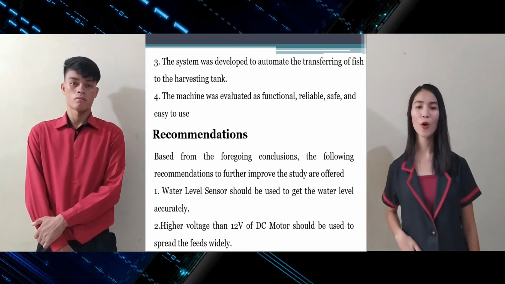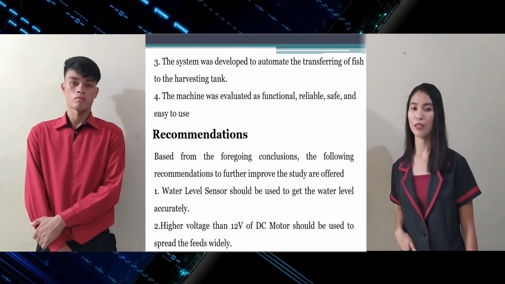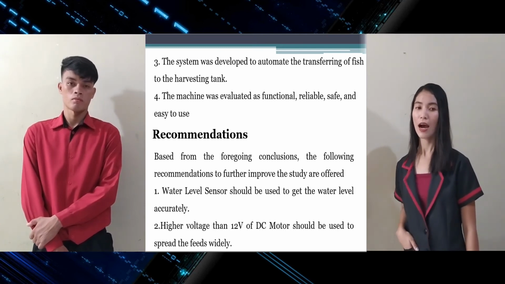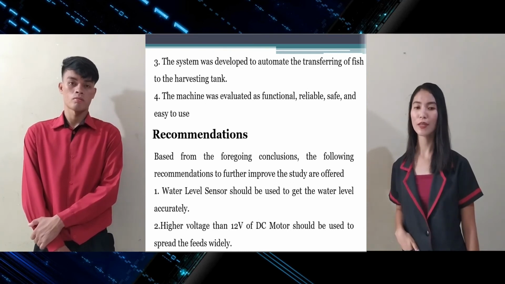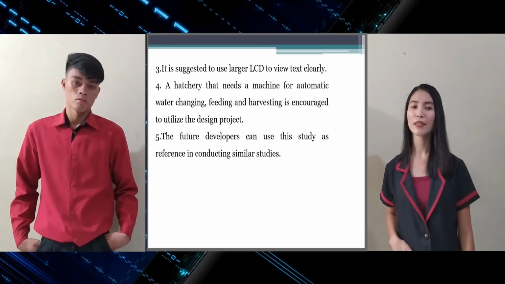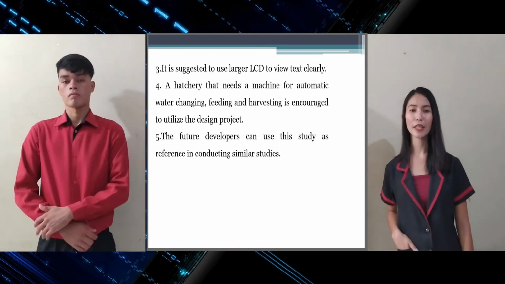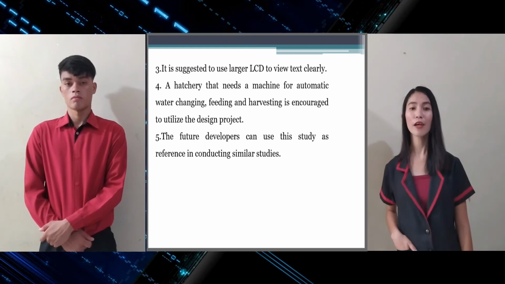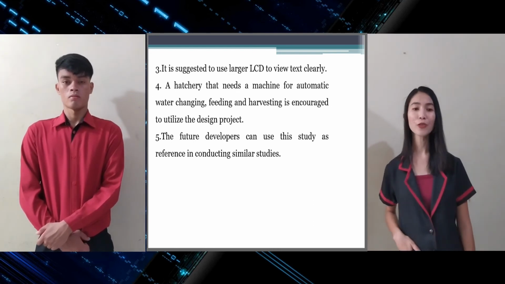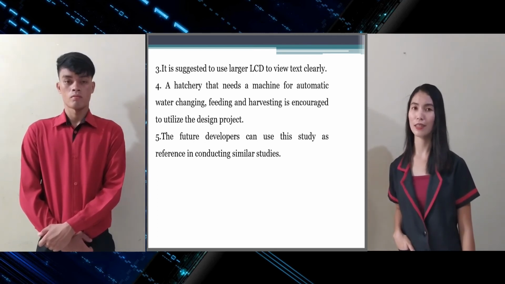Recommendations. Based on the foregoing conclusions, the following recommendations to further improve the study are offered. First, a water level sensor should be used to get the water level accurately. Second, a higher voltage than 12 volts for the DC motor should be used to spread the fins widely. Third, it is suggested to use a larger LCD to view text clearly. Fourth, a hatchery that needs a machine for automatic water change, feeding, and harvesting is encouraged to utilize the design project. Fifth, future developers can use this study as reference in conducting similar studies.